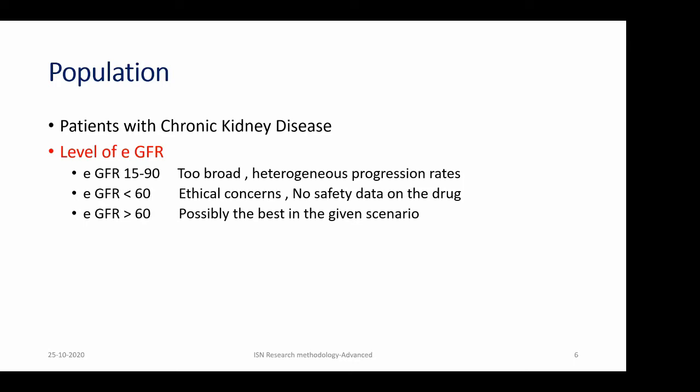Now, in the given scenario, there is no data on why a GFR cutoff of 60 was used. Was it something decided by the investigator to demonstrate that this drug is going to be efficacious in the population with a decent GFR, or was it because of some safety concerns? We don't know.